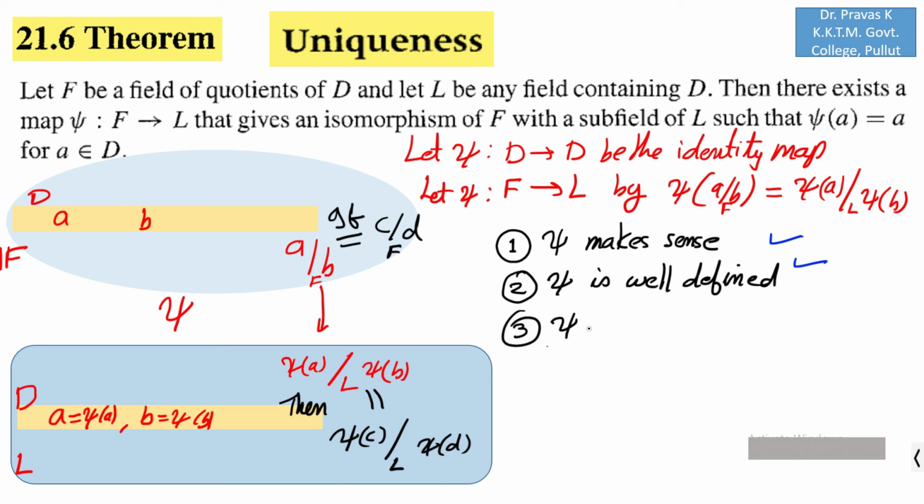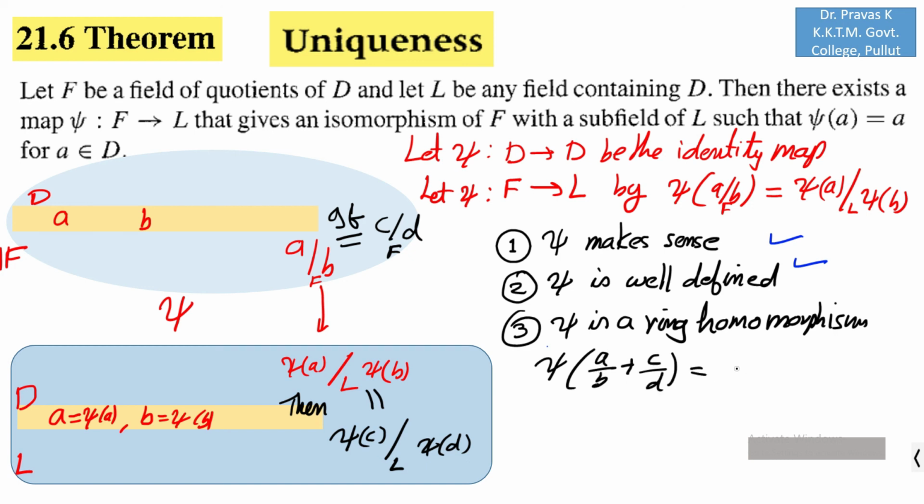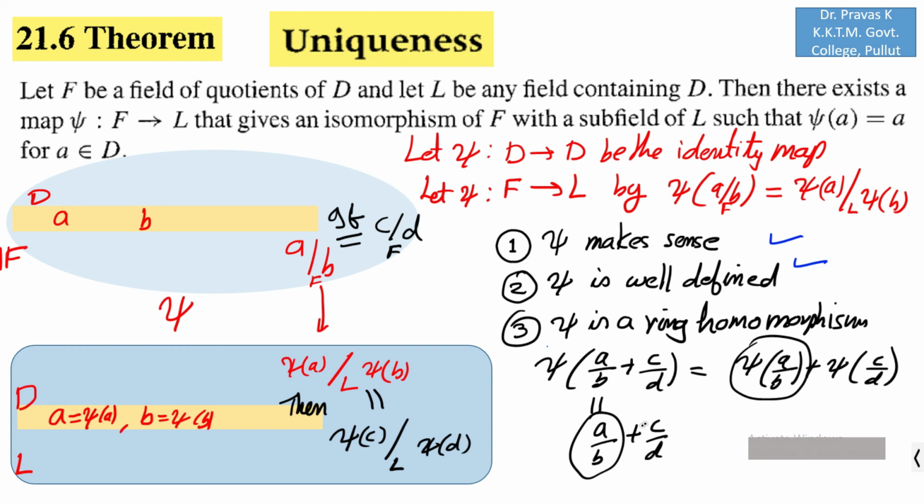Next we are going to prove that psi is a ring homomorphism. In order to prove that psi is a ring homomorphism, in general we need psi of A plus B equal to psi of A plus psi of B. Knowing the notation of the elements in capital F, we need to prove that psi of A over B plus C over D equals psi of A over B plus psi of C over D. And this follows since psi is an identity map in D, so you can replace A over B with psi of A over B.